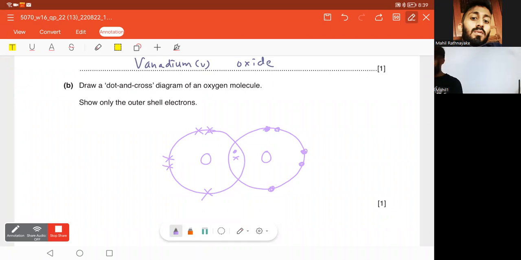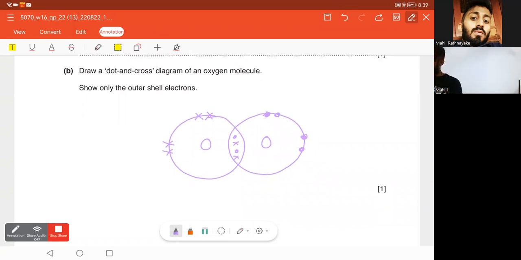If it is not 8, at that time what do you have to do? Erase one from each side and make another bond. Now count to 8 again. If it is still not complete, again erase one from each side. Next one.